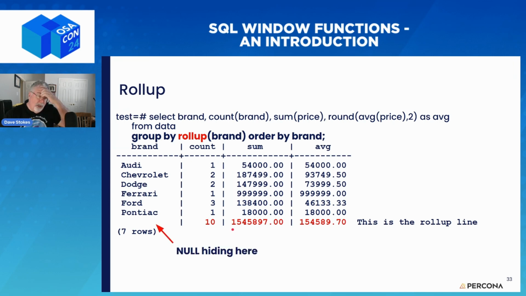And what you don't see is here, this is our roll-up line, which says we've had 10 records, this is the sum, and this is the average. And this is actually a null hiding in here. It would be nice if it said roll-up or grand total or something like that. Unfortunately, SQL doesn't let us do that.